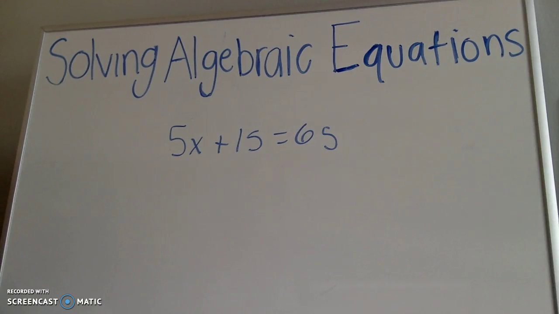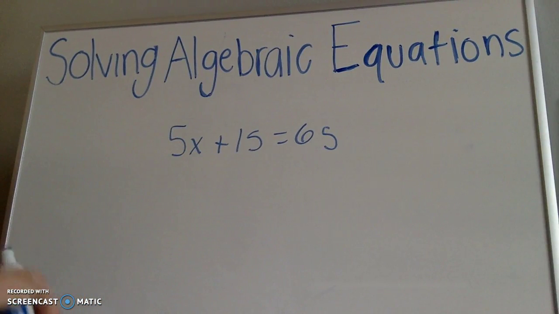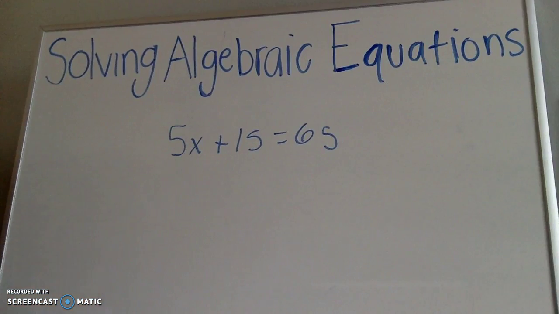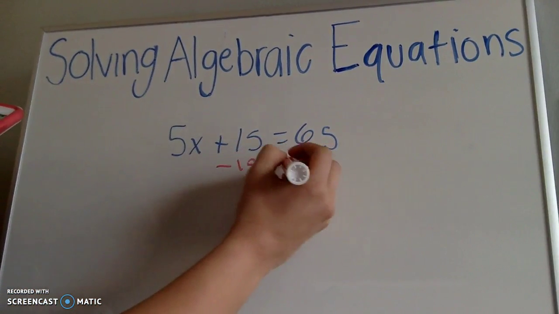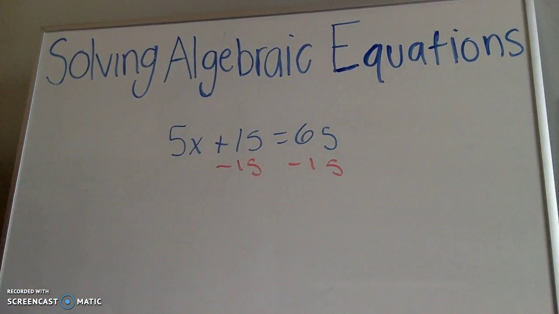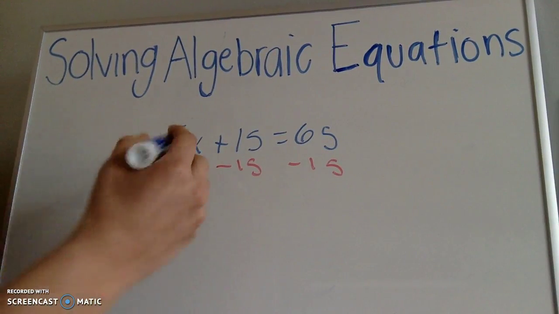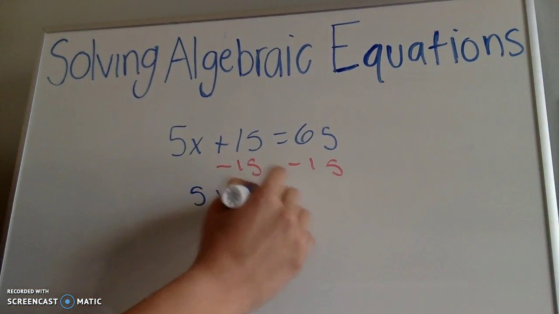To start, the goal is to get the variable, often known as x, on one side of the equation, while placing the constant terms on the other side of the equal sign. So to do this, we must subtract 15 from both sides, and then simplify the terms. So we'll get 5x equals 50.